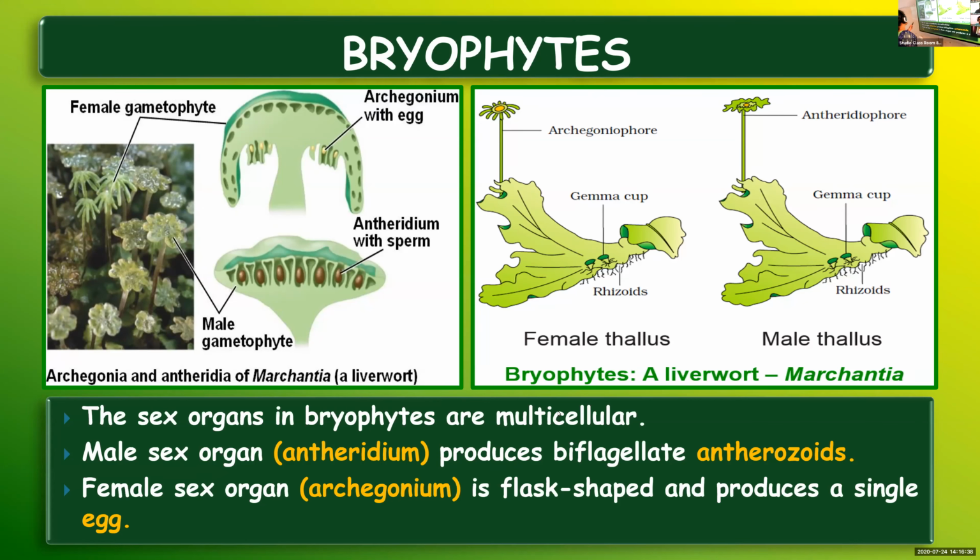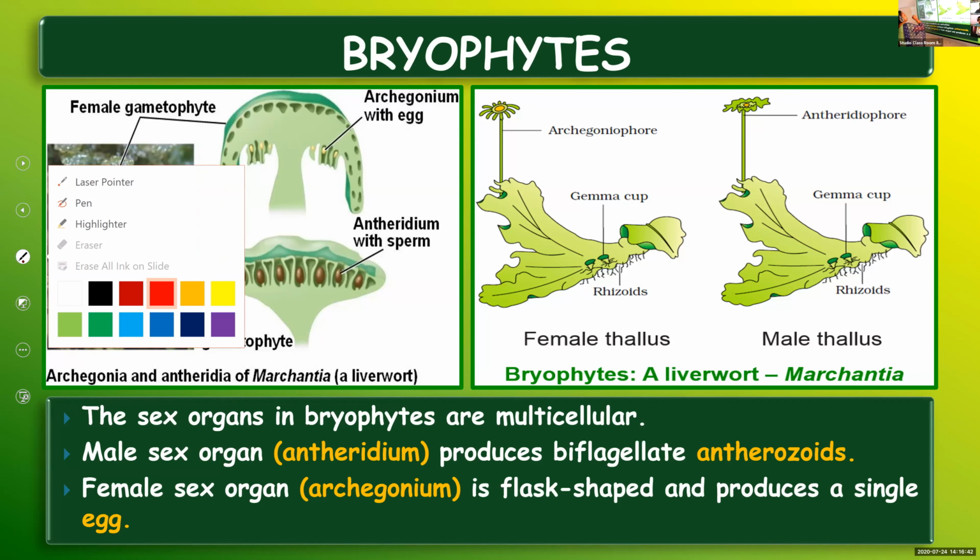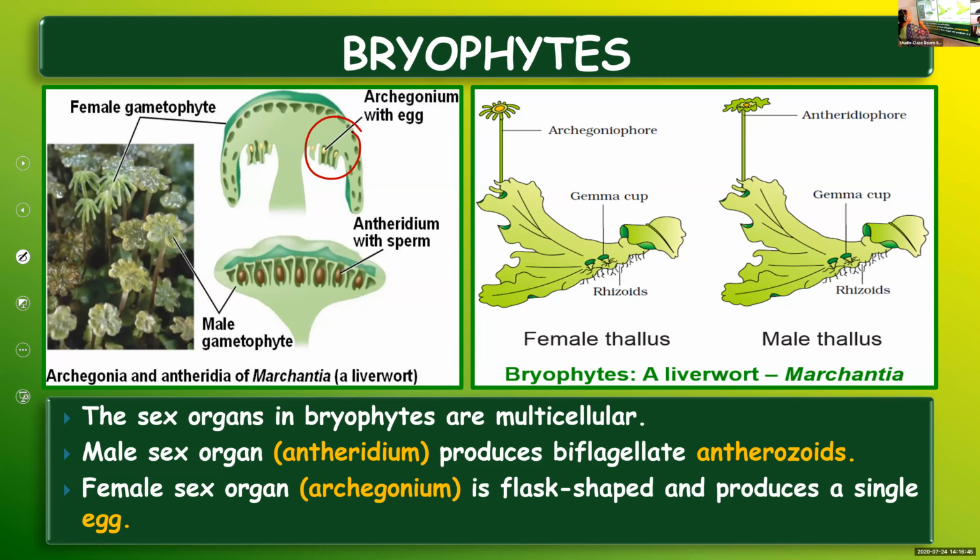See the figure, you can see both. First one female gametophyte, and second one male gametophyte, where you can see sperms, and in Archegonium it is provided with egg. The sex organs are multicellular. Male sex organ is known as Antheridium, and they produce biflagellated antherozoids, whereas the female sex organ is known as Archegonium, and it is flask shaped in structure, and inside a single egg is produced. Several antherozoids are produced, whereas in Archegonium a single egg is produced.